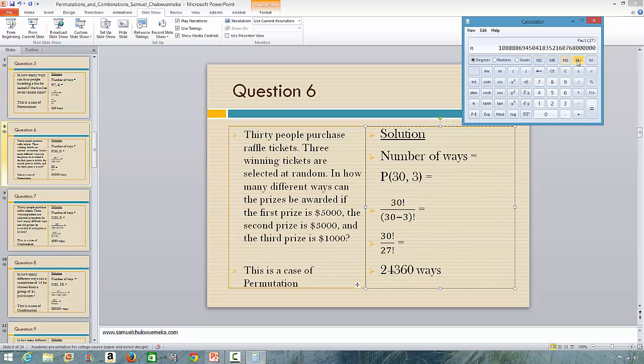Change memory, put in your new memory, then 30 factorial divided by memory recall gives you 24,360 ways. This is a permutation because we have first prize, second prize, and third prize.